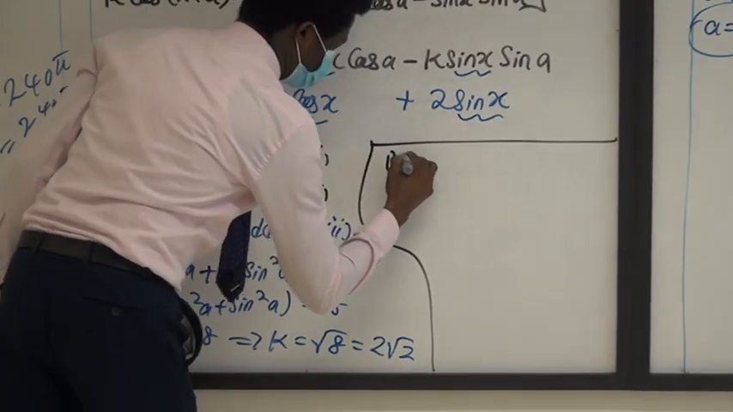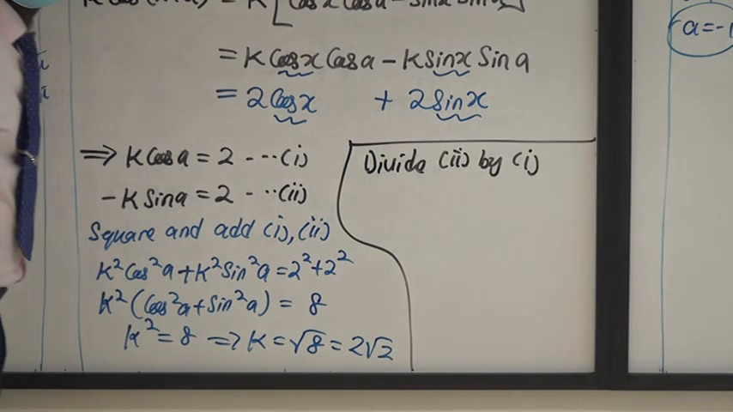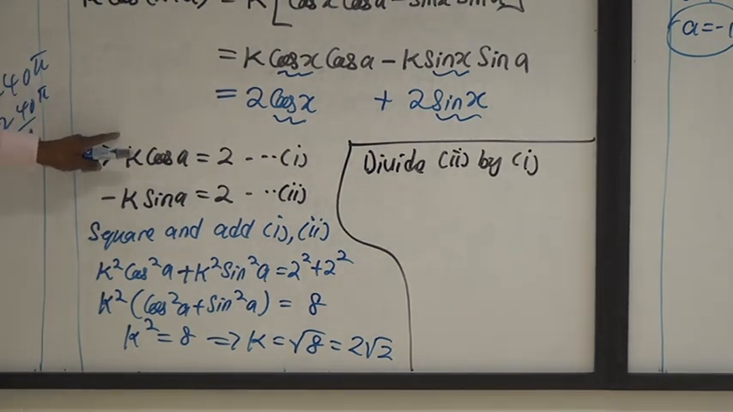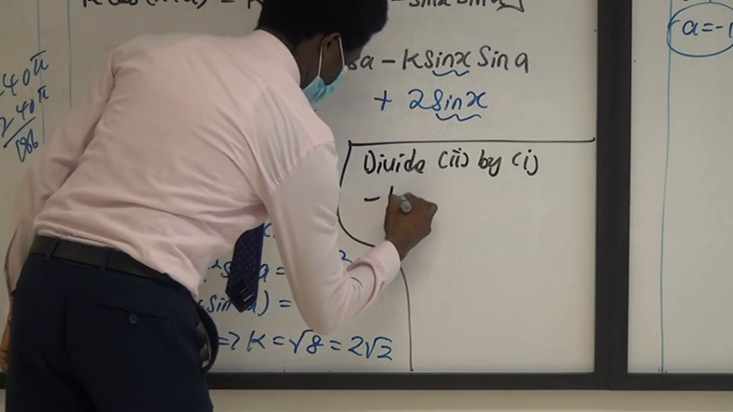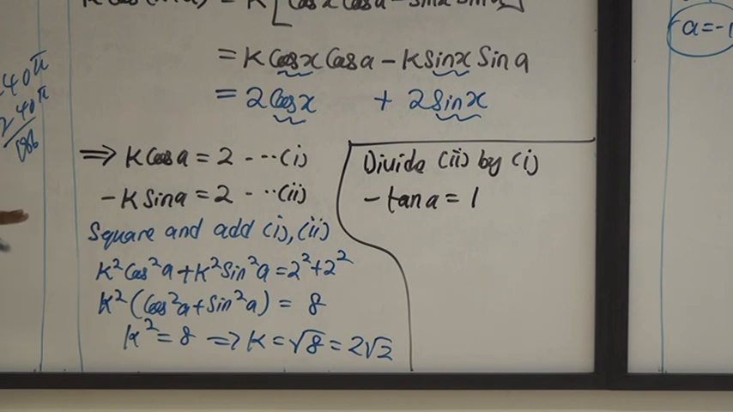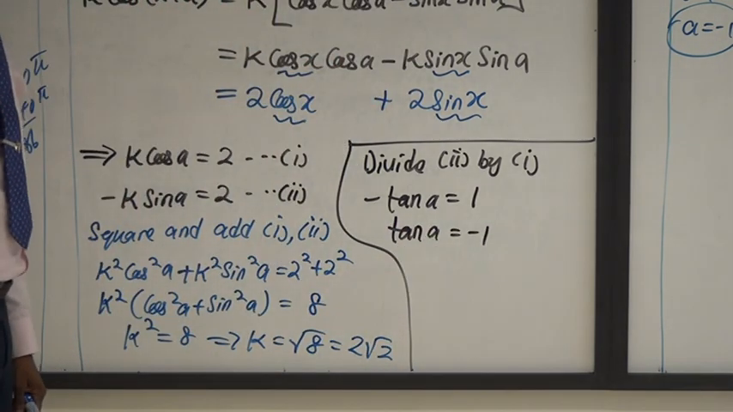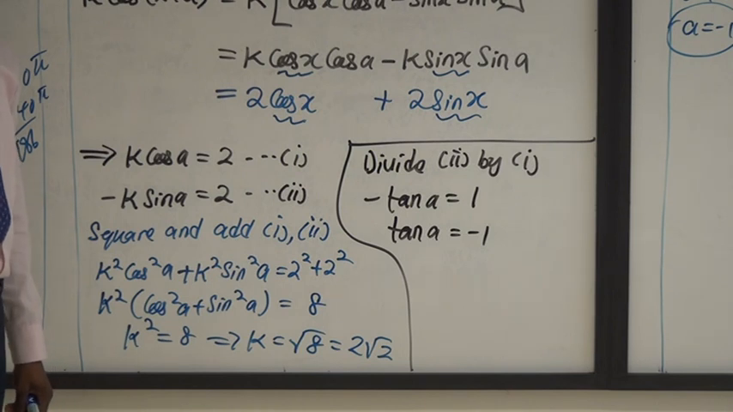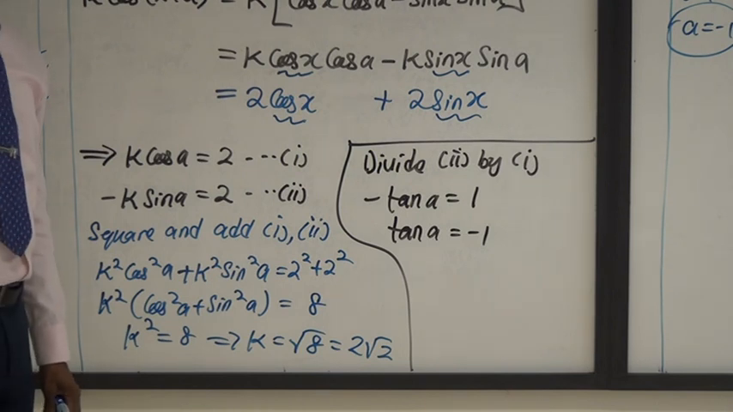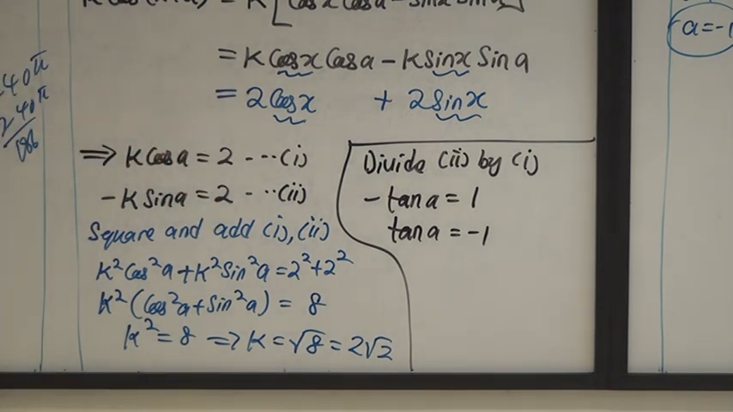Now if you divide equation 2 by equation 1, you get minus tan A equals 1. Do I need to show why? Is it okay for everyone? Alright, so from here it means tan A equals -1. Tan inverse of 1 is 45 degrees, right? So if it must be negative, then either it is 135 or it's 315. So there are two options.